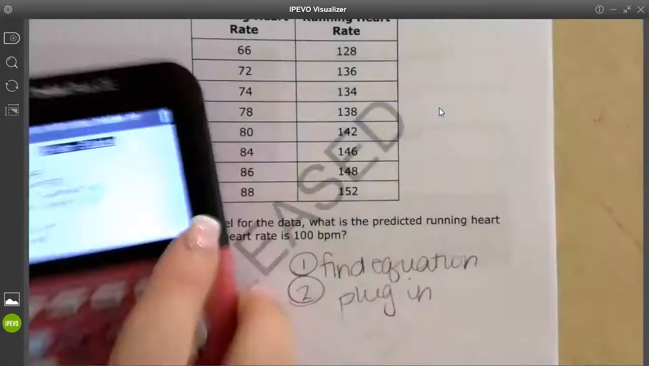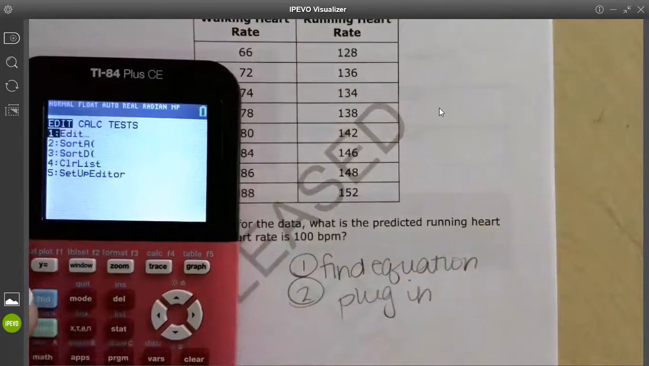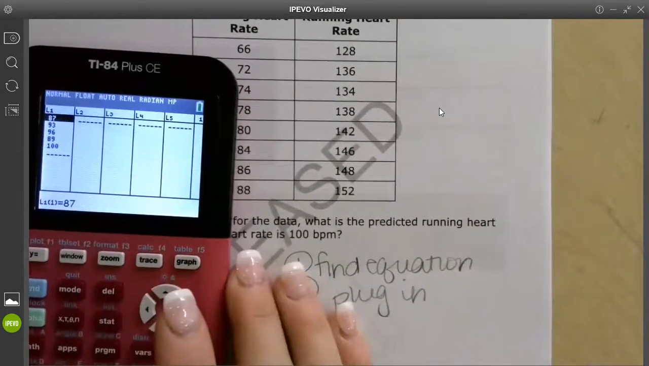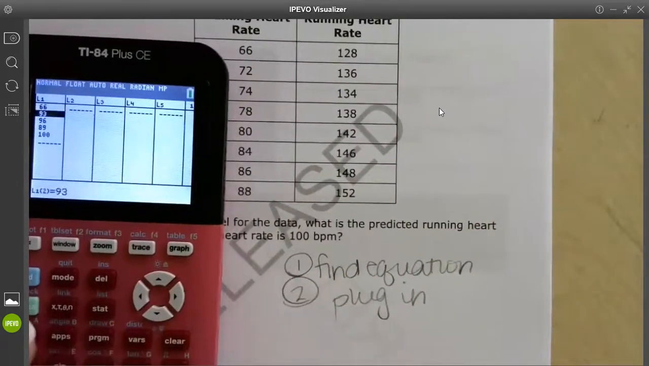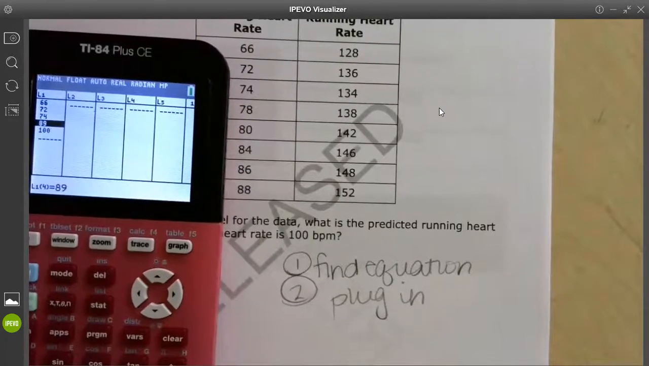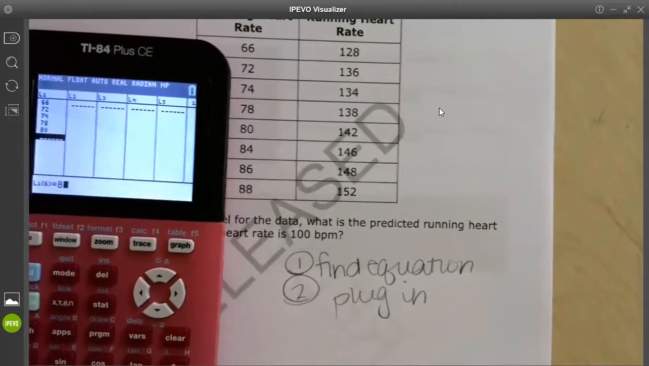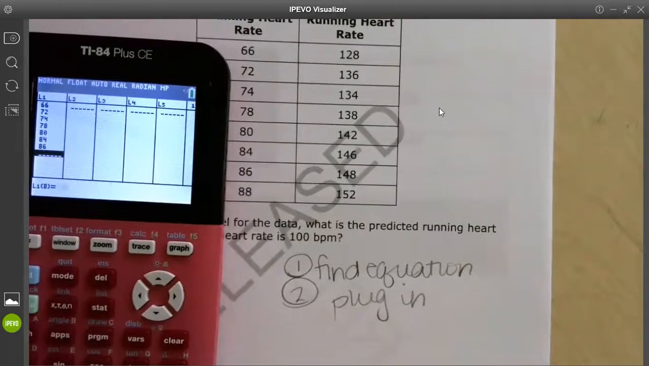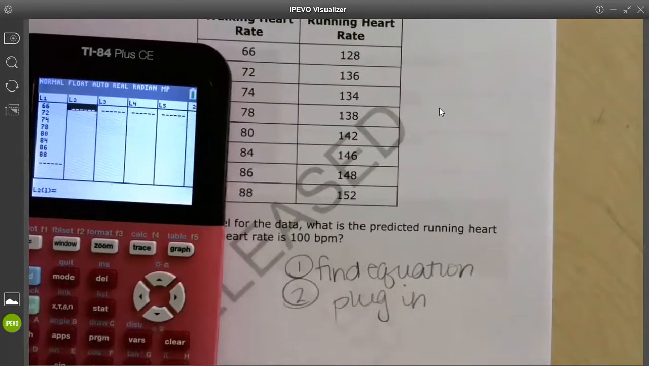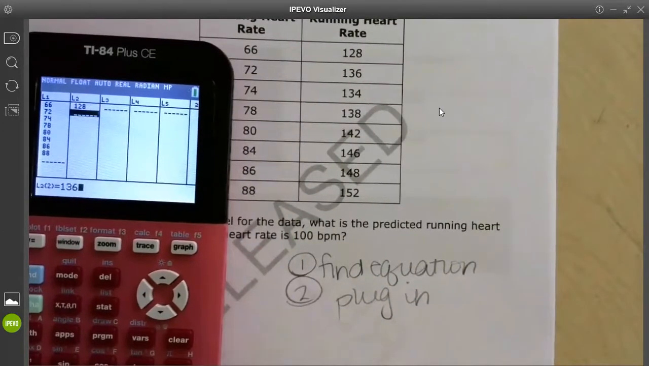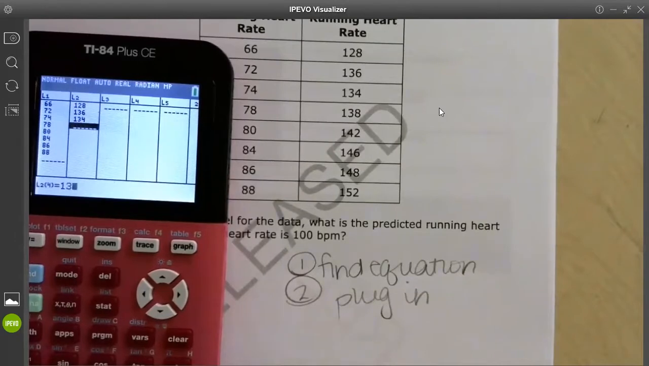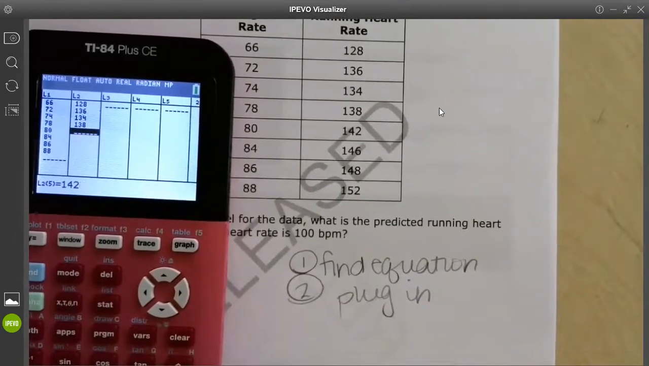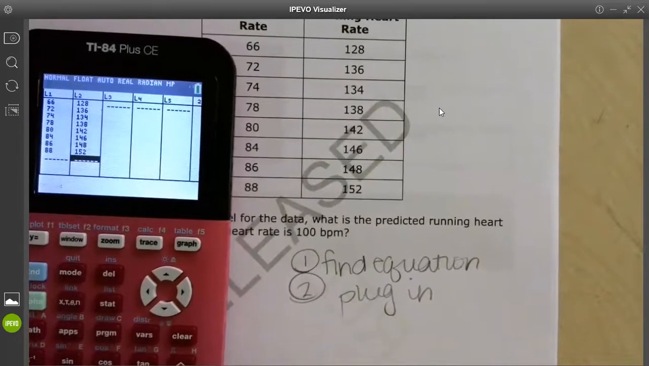So the first thing we're going to do is find the equation. So we're going to go to stat and edit. We're going to plug all of this stuff in. 66, 72, 74, 78, 80, 84, 86, 88, 128, 136, 134, 138, 142, 146, 148, 152.